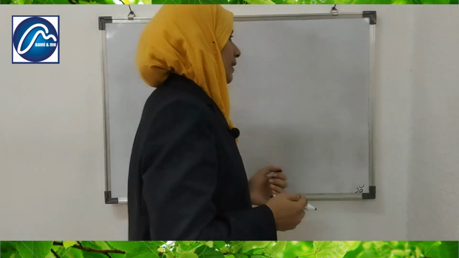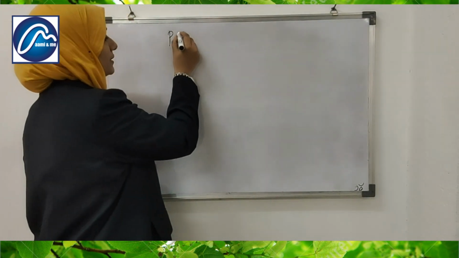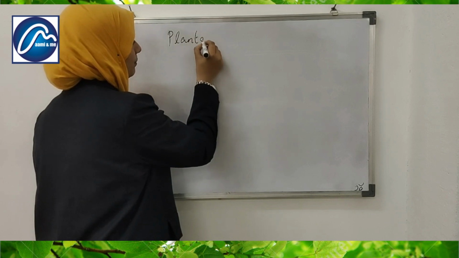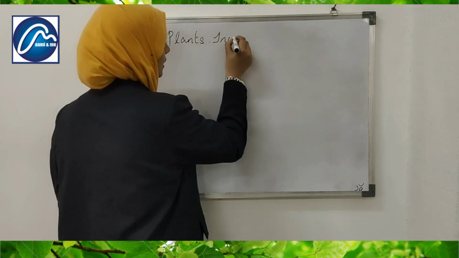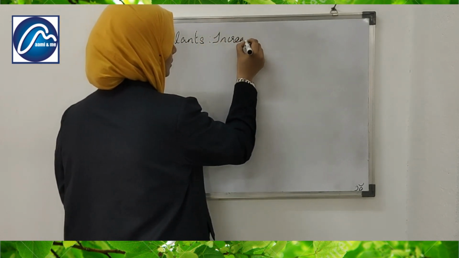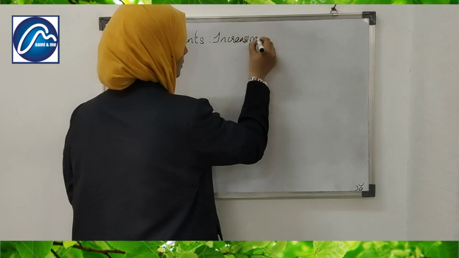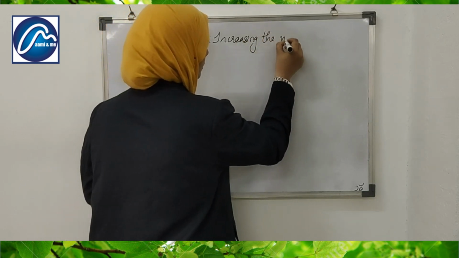Now, this is our new academic year. We are going to start our first chapter in 5th standard, that is plants, increasing the number. We are going to study how plants increase their number. Okay, so our chapter's name is plants increasing the number.